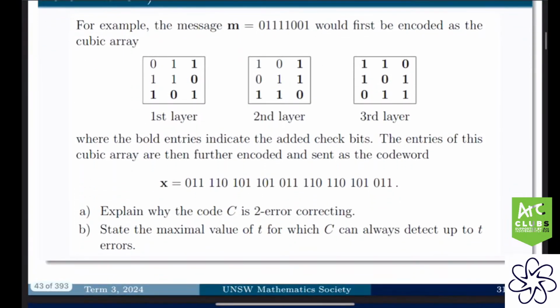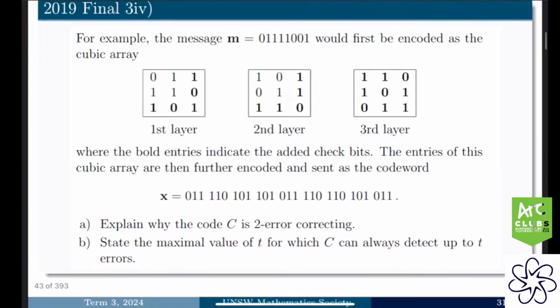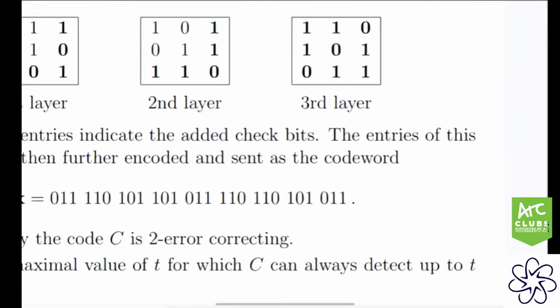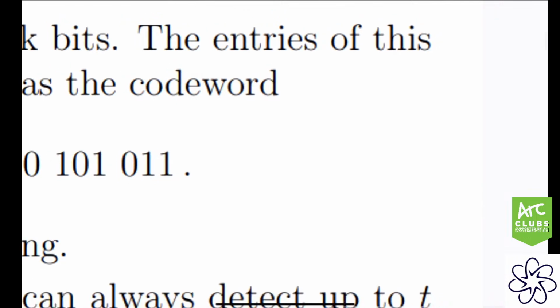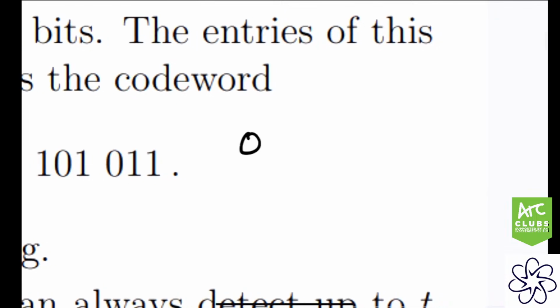First question is going to be, why is the code C 2 error correcting? So I will use a 2-dimensional analogy first before we extend to the 3-dimensional case. This is going to be similar to the burst 8-bit ASCII burst code.